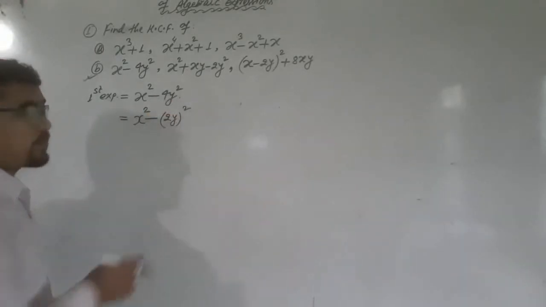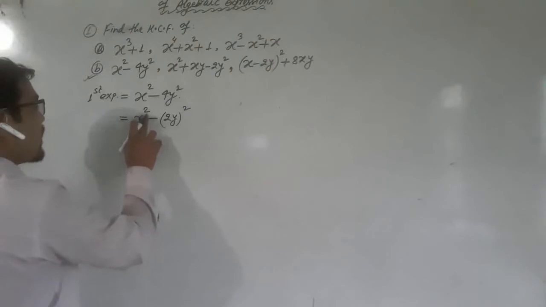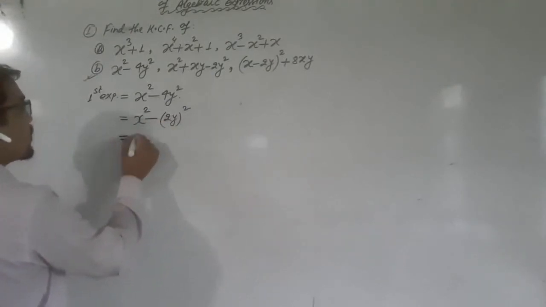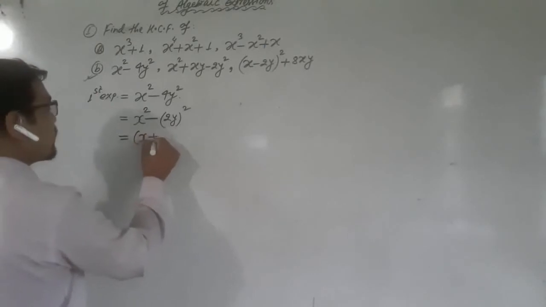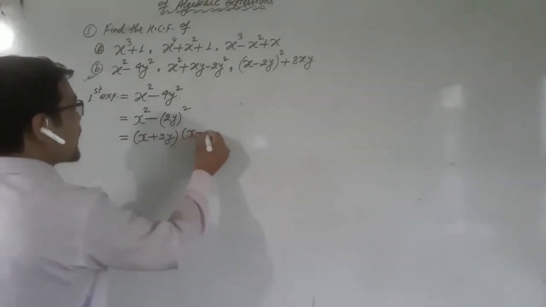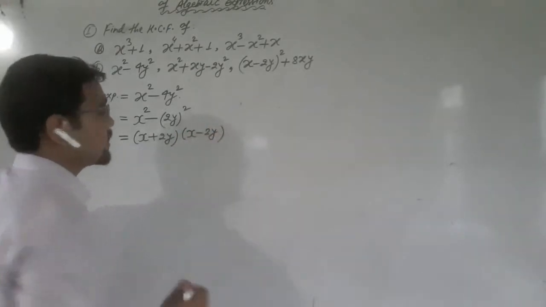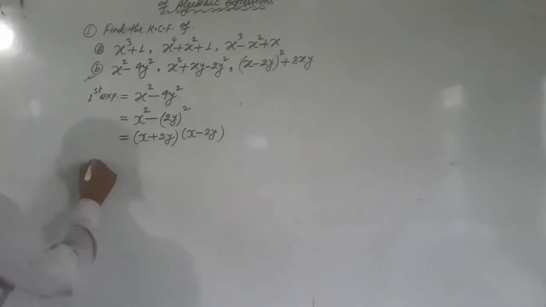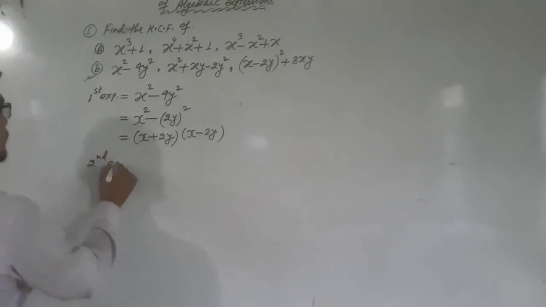Now everybody you know, very simple question it is. a square minus b square is equal to a plus b, a minus b, that is x plus 2y, writing a plus b and a minus b, that means x minus 2y. So this first expression is done, factorized. So similarly the second expression we can take.